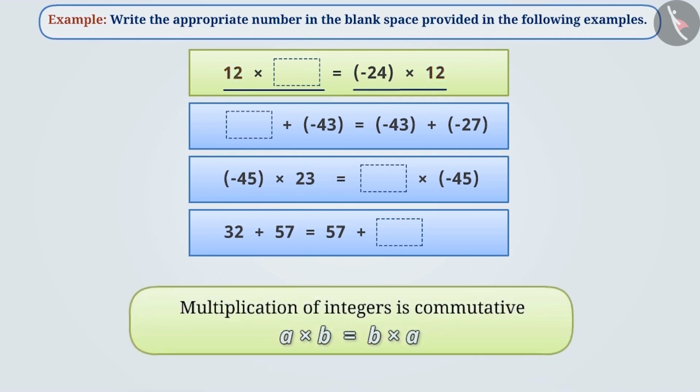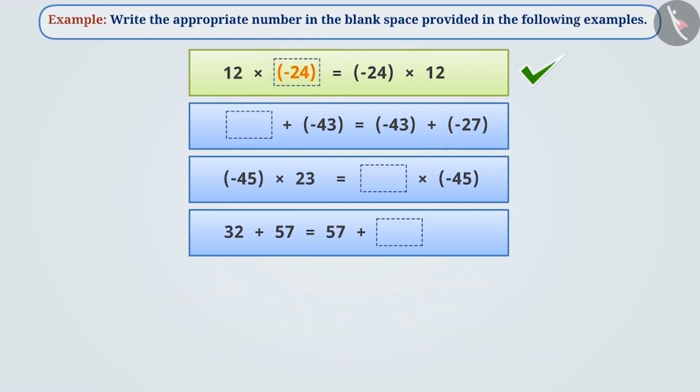Since the multiplication of integers is commutative, that is, for integers a and b, a multiplied by b is equal to b multiplied by a, we can say that minus 24 can be written in the blank space provided. Thus, by using the commutative property of multiplication of integers, we can easily fill in the blank without calculating the product. Will you now be able to fill in the blank spaces in the second, third and fourth equation? Think for a while.